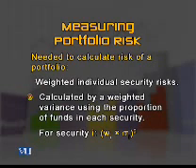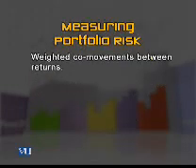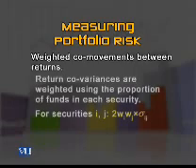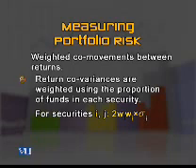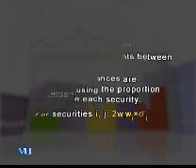So you calculate a weighted variance using the proportion of funds in each security. You have to allocate. You have to decide how much funds you need to put into one security and then use it as a total in the basket of securities. So weighted co-movements between returns. You look at the weighted movements between returns. The return covariances are weighted using the proportion of funds in each security. You can talk about rupees. We normally talk about that in terms of dollar or rupee averaging.